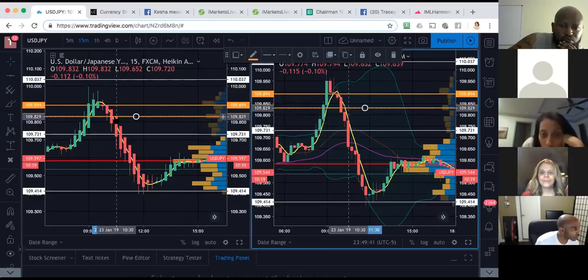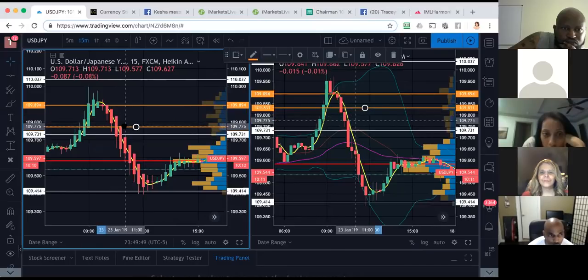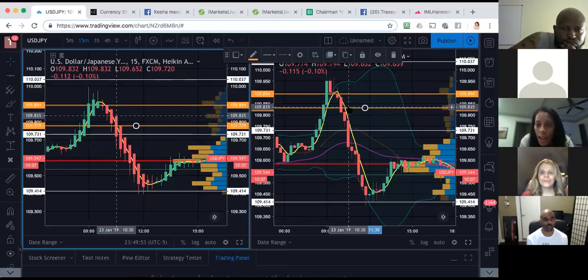Okay, so now what I'm going to do is let this candle close. And I'm going to come up here to this next candle, right? If I move this candle down here, and what's that? 109,779.